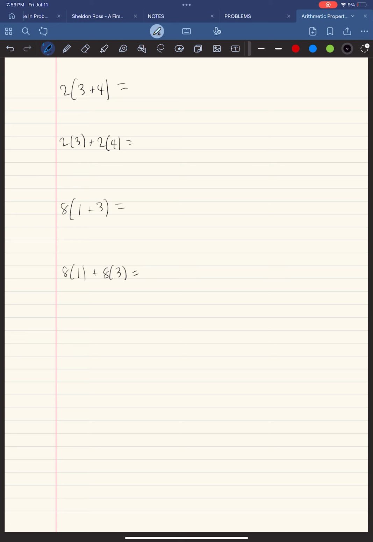So we have 2 times (3 plus 4). So now what is 2 times (3 plus 4)? Well, we have 2 on the outside of the parentheses. 3 plus 4 is 7. So therefore, 2 times 7, which is equal to 14.